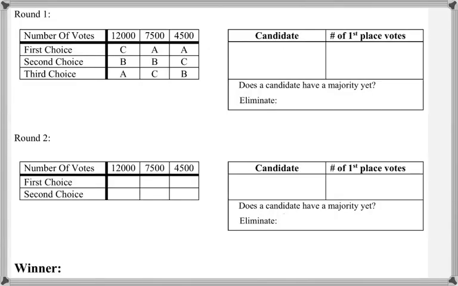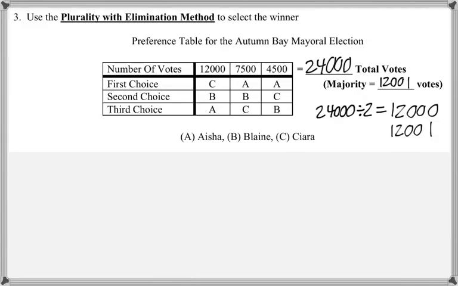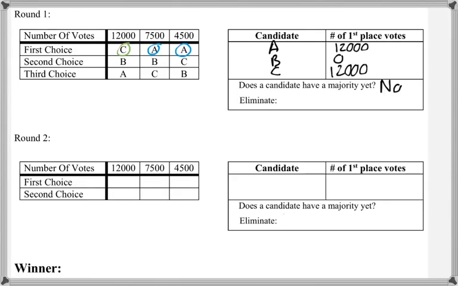So we are starting with round 1, and we need to calculate the total number of first place votes for each candidate. So Aisha is getting 7,500 plus 4,500, which is 12,000. Blaine is getting 0, and Sierra is getting 12,000. Does a candidate have a majority yet? Well, you need 12,001 votes to have a majority, so no.